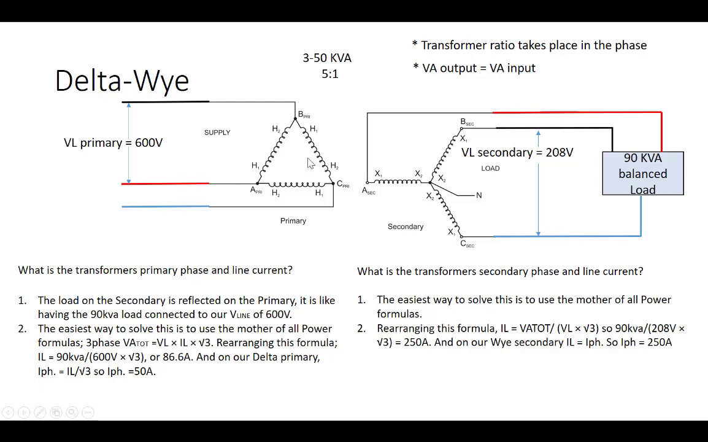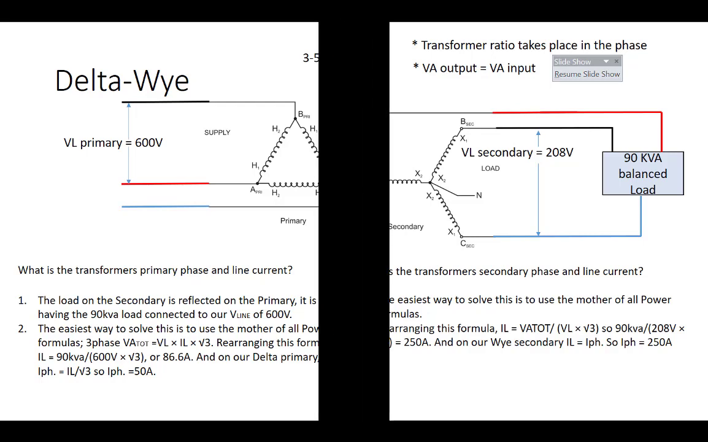And for our delta primary, if the line current on the primary is 86.6 amps, the phase current is the line current divided by root 3, so 86.6 amps divided by root 3 is 50 amps. Hopefully, once again, this helps you to solve for values on these three-phase systems. That's it for now.